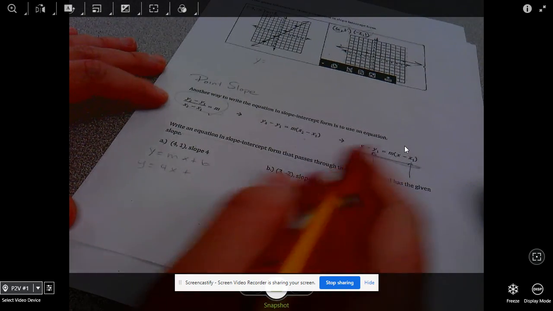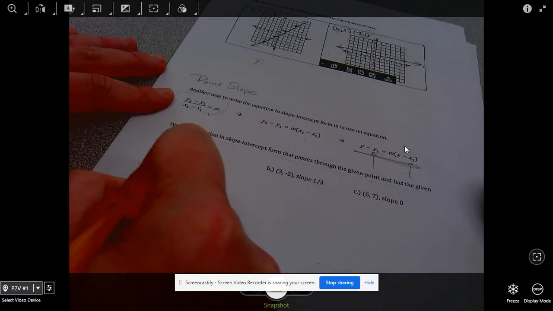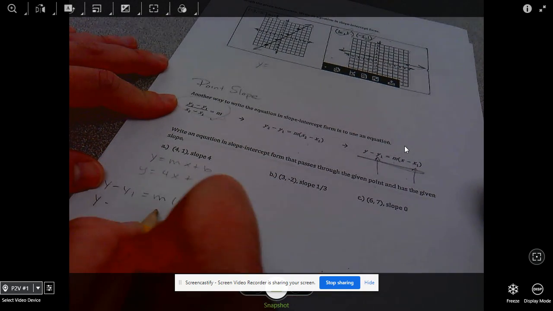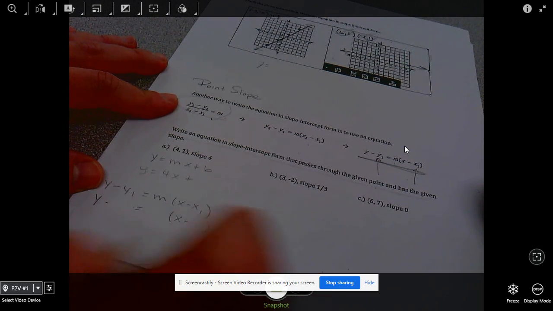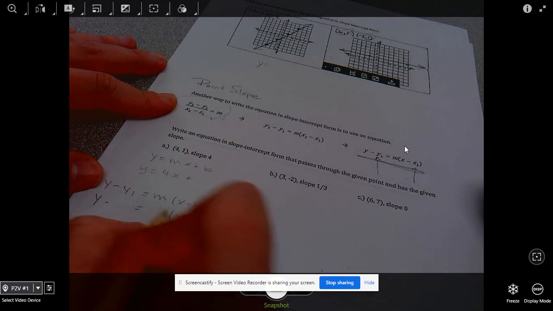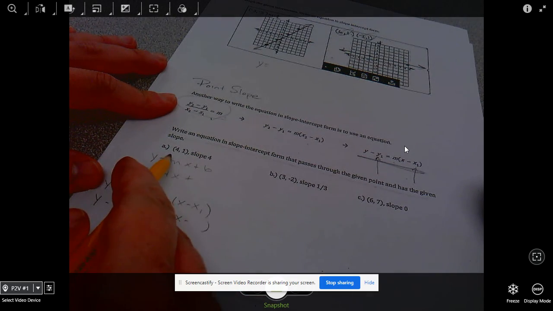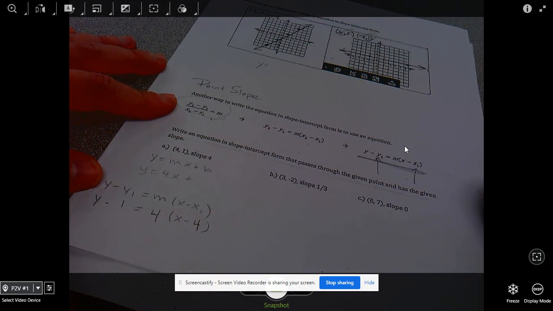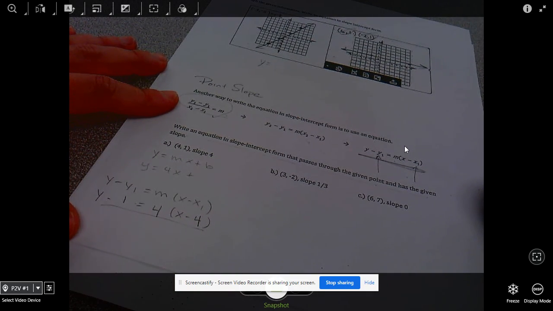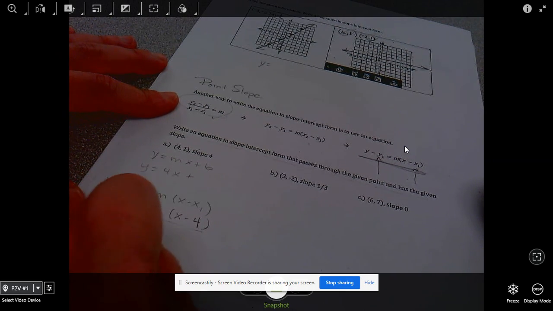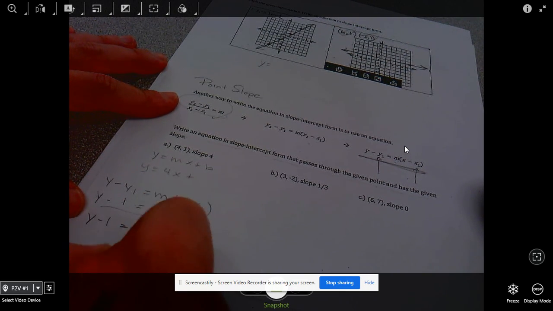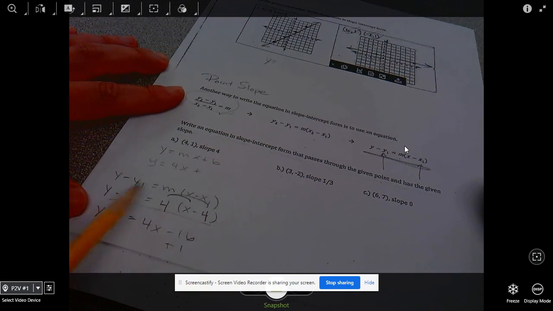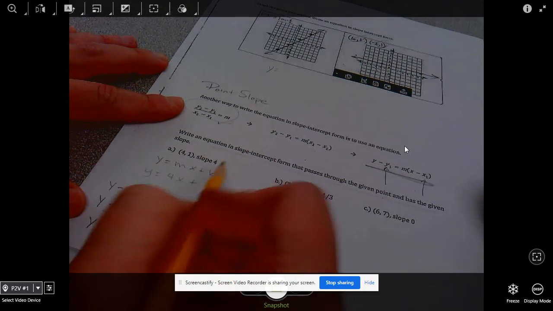So I'm going to use this formula. Y minus y1 equals m times x minus x1. I'm going to replace x1 and y1 and m. Well, m is 4. My x value is 4. My y value is 1. I would be done if I want point-slope form, but I don't. I want slope-intercept form. So I'm going to distribute, bring 1 to the other side. So my equation is y equals 4x minus 15.